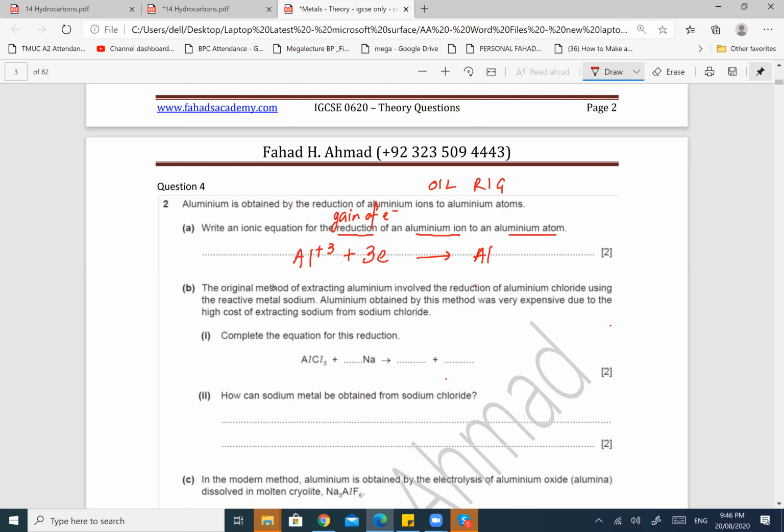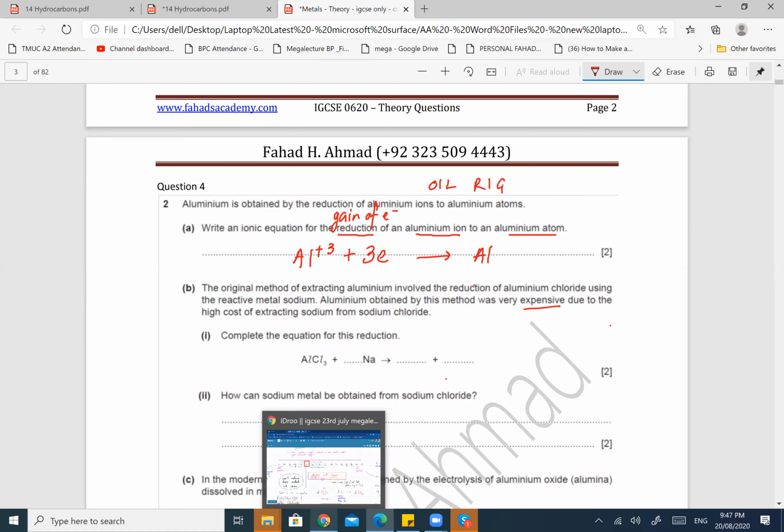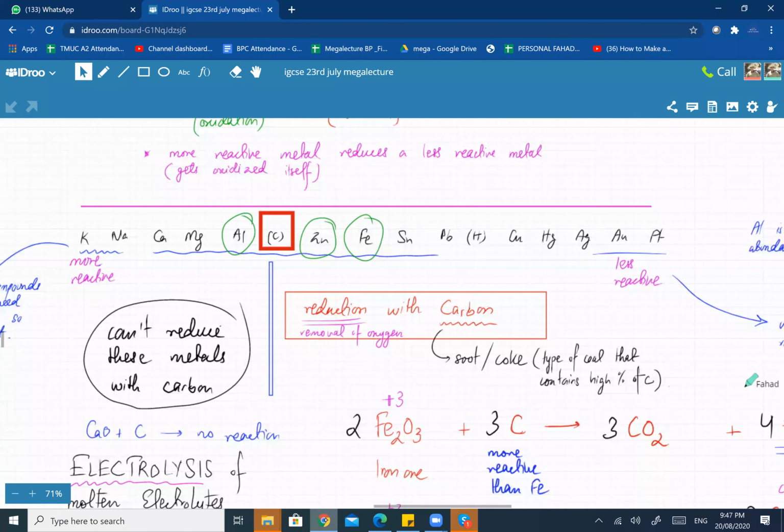अच्छा, उसके बाद the question is, the original method of extracting aluminium involved the reduction of aluminium chloride using the reactive metal sodium. Aluminium obtained by this method was very expensive due to, I explained this also, कि it's very expensive due to the high cost of extracting sodium from sodium chloride. Complete the equation for this reaction. अच्छा, ये जो equation है, if you look at this, और साथ ही if I open this, ठीक है, if you look over here, sodium is over here, right at the top of the reactivity series. This is where sodium is. ठीक है, you can see sodium over here, right at the top.